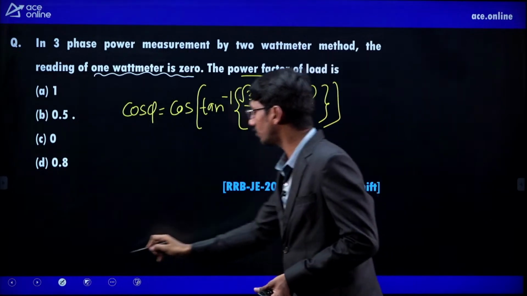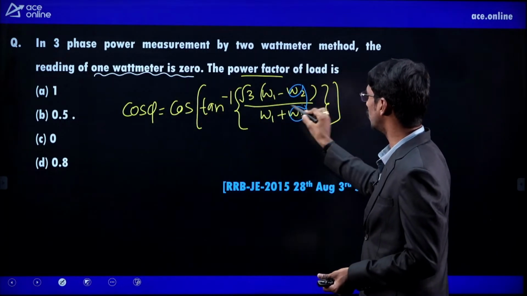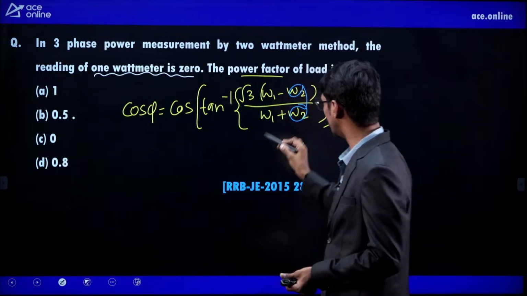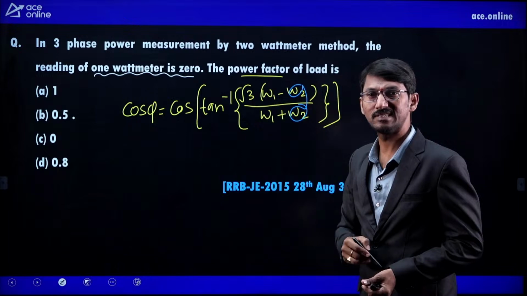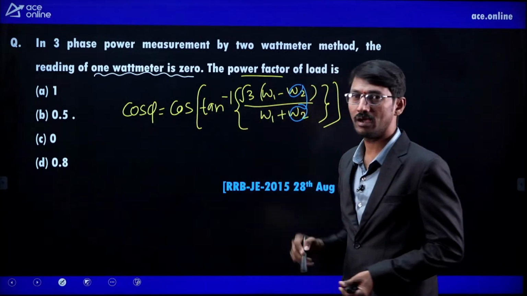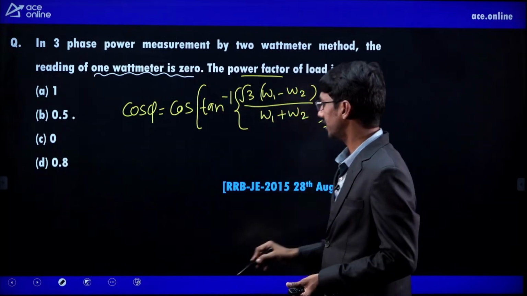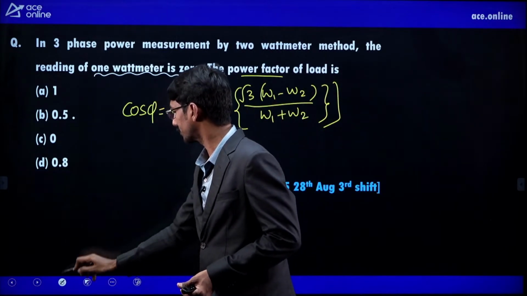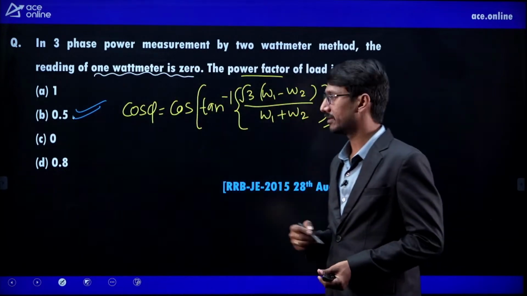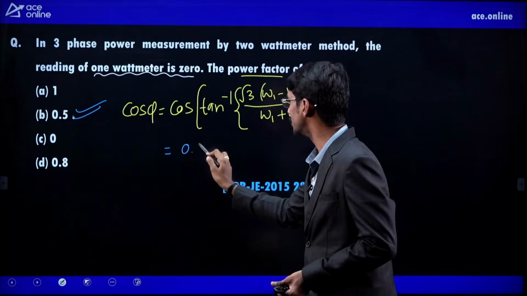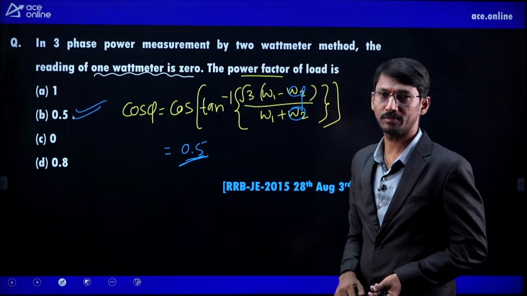Right. So one of the wattmeters reading is 0. Kindly focus. Assume that W2 is 0. Then W1 cancels, tan inverse root 3 gives 60. Cos 60 is half. So what is the answer now? Yes, simply 0.5. One of the wattmeter readings is 0 means the power factor is 0.5.